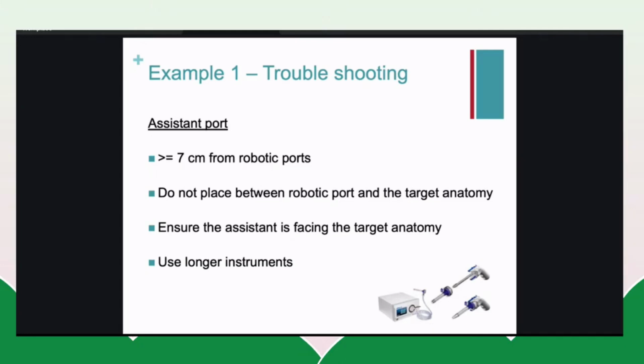And the assistant port that we are using is the AirSeal system. So AirSeal is a valveless trocar where the instrument and gauze can be moved in and out easily. And it's in a double-barreled configuration so that the gas inside can be sucked out easily, while the pneumoperitoneum can also be maintained.